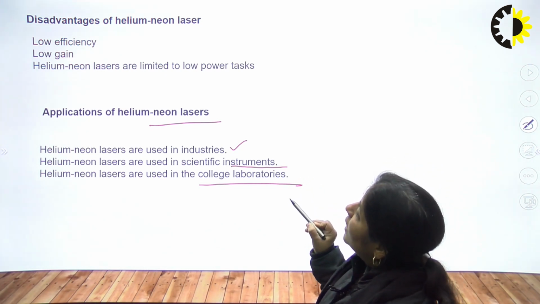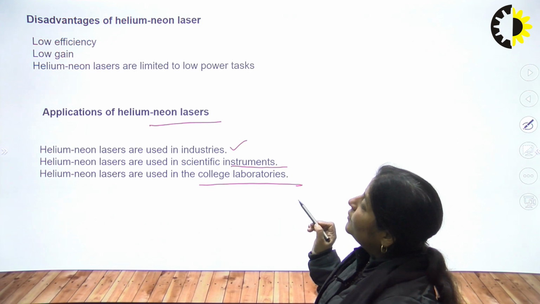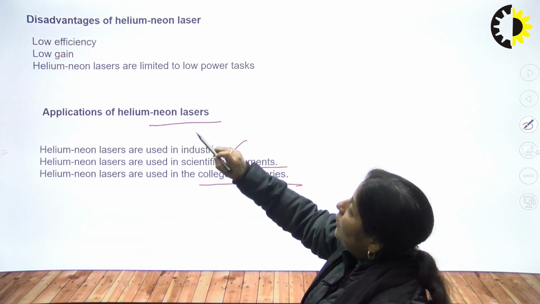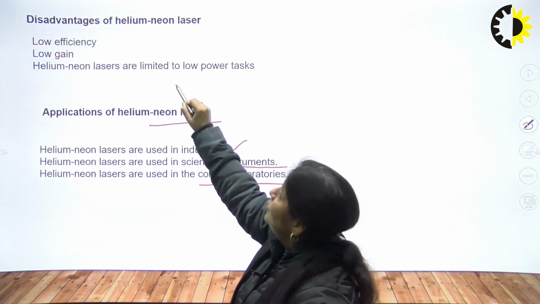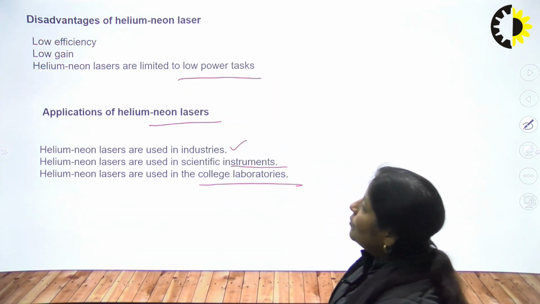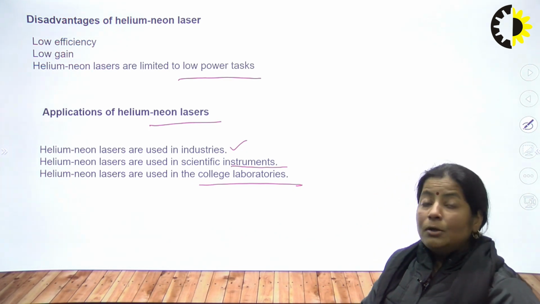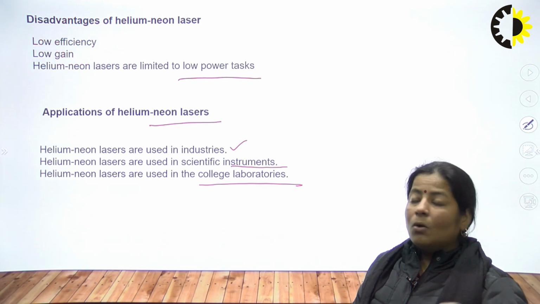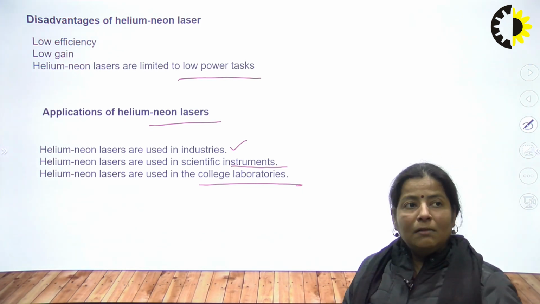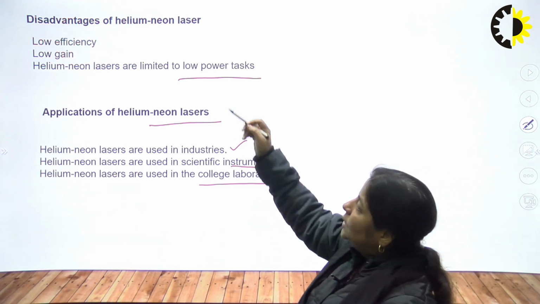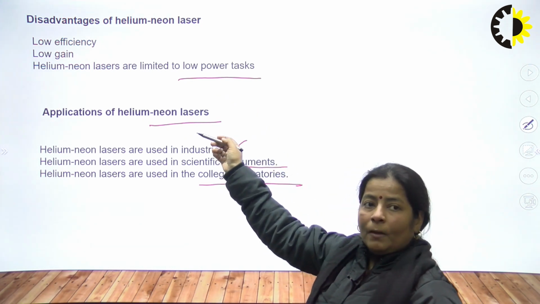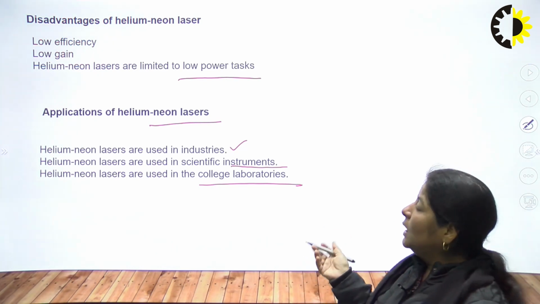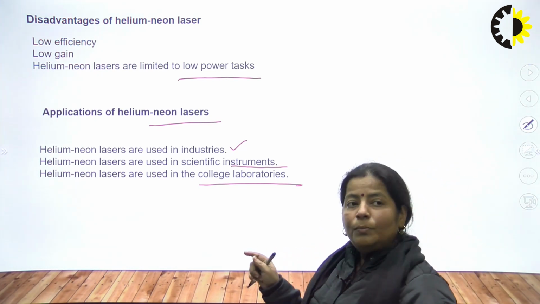The disadvantages of the helium neon laser are low efficiency, low intensity of the output they are giving, and low gain, and they are limited to low power tasks. So wherever we are not having experiments which are based on efficiency or where large gain is required, there we can use this. Where we require more efficiency or more gain, there we can refer to the ruby laser.